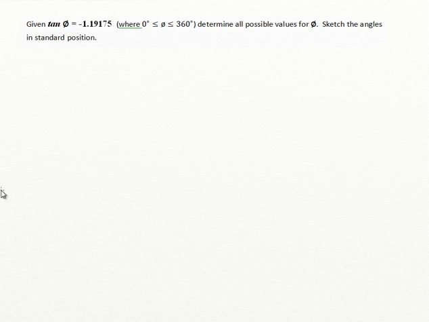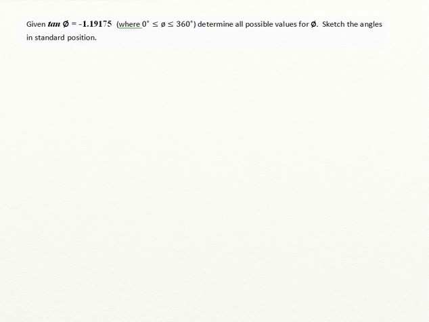This lesson is going to show us how to solve for an angle, that is, all possible values for an angle, if we're starting with the trigonometric ratio. In this question we're saying given tan of this angle, theta, is equal to negative 1.19175, where 0 and 360 are the boundaries of theta. That means it must be in between 0 and 360, a positive angle. We're asked to determine all possible values for this angle and then sketch the angles in standard position.